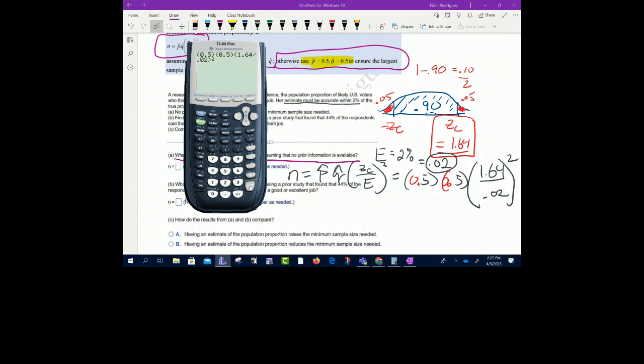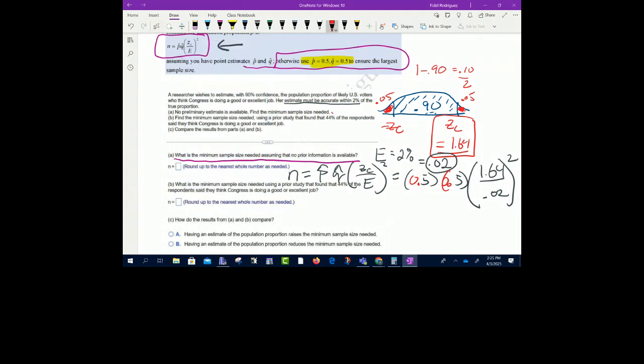Now we're going to hit enter. And my friends, I'm coming up with 1681. So look what it says: round up to the nearest whole number. Well, we already got our nearest whole number, 1681.